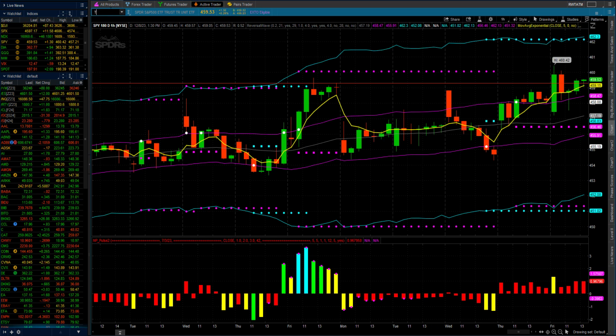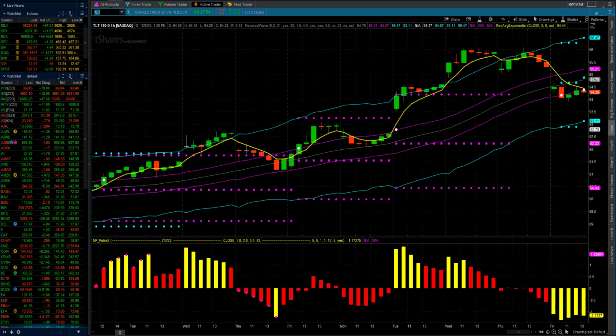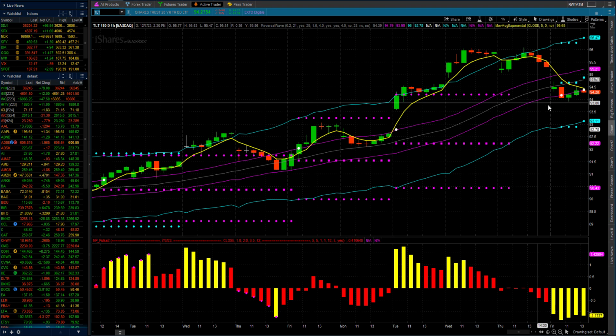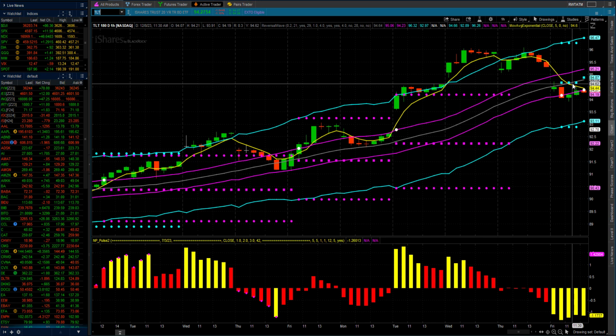If I wanted to go over to TLT, well, I can take a look over at TLT and see that I have a new bullish trade setting up. I can see my blue dots there on the chart up above. Coming in and taking a look at that chart is incredibly valuable.